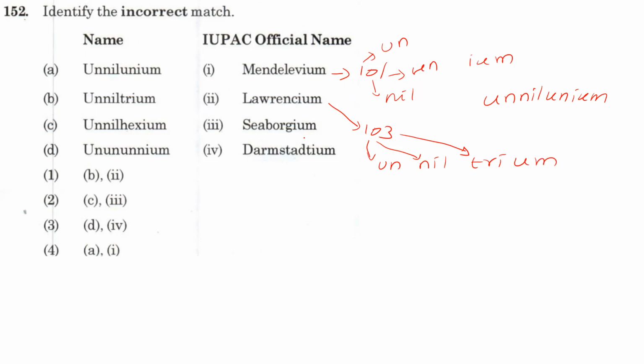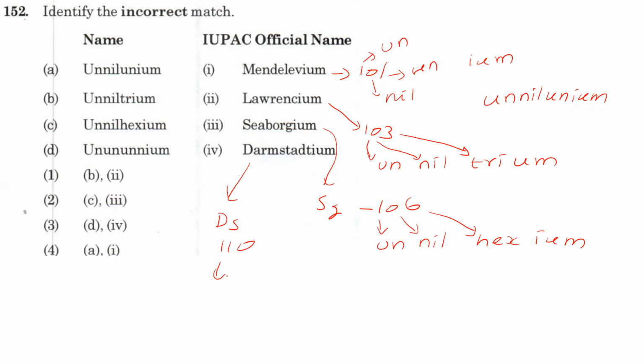Next one is Seaborgium. The Seaborgium symbol is Sg, and its atomic number is 106. 1 is un, 0 is nil, 6 is hex, and you have to include ium. Okay. Next one is Darmstadtium. Its symbol is Ds, atomic number 110. So 1 is un, 1 is un, 0 is nil, then you have to include ium.